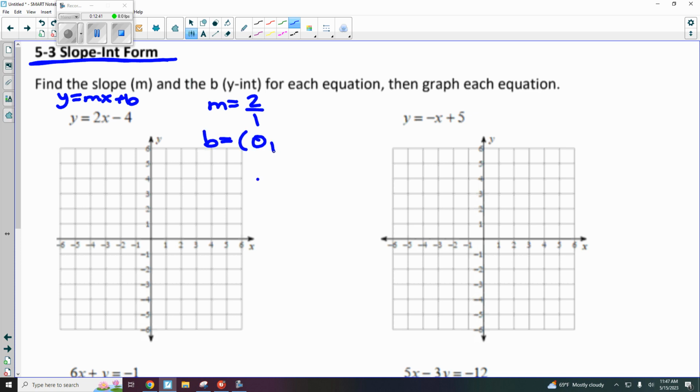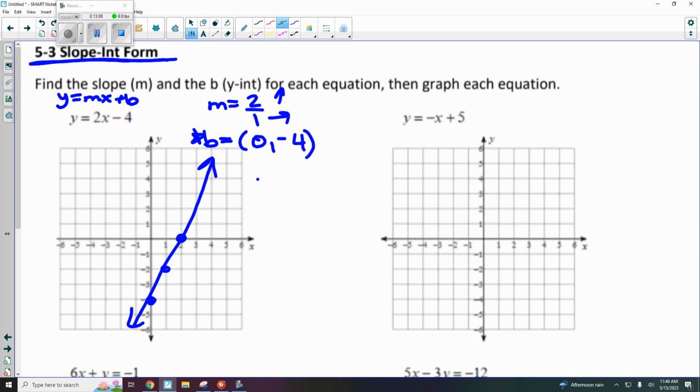So 0, negative 4. And now, when you go to graph it, we begin with b. So now b sends us to 0, and then down to negative 4. And our slope is 2 over 1, which means it's going to send us up 2, right 1. So up 2, right 1, up 2, right 1. Take a straight edge, make a nice long line, arrows on each end.